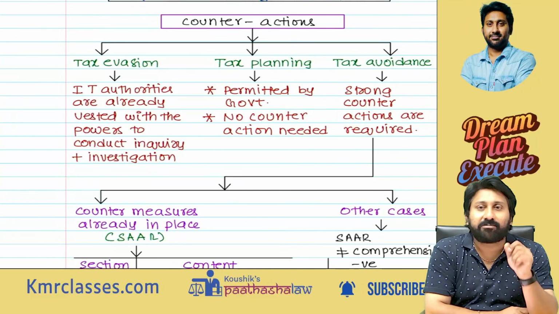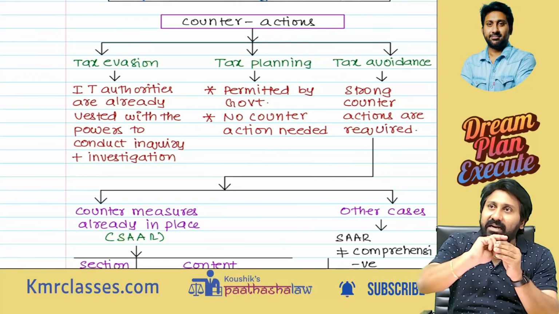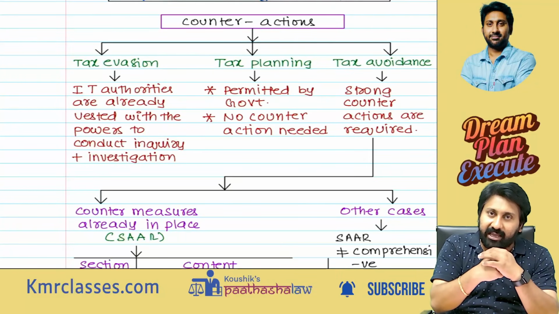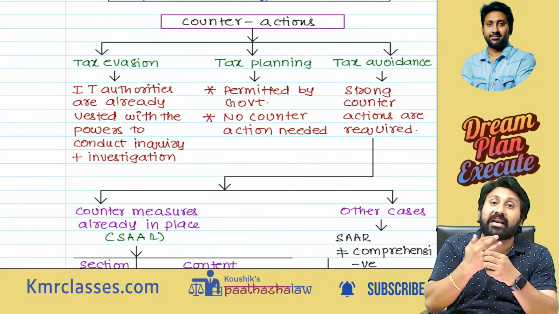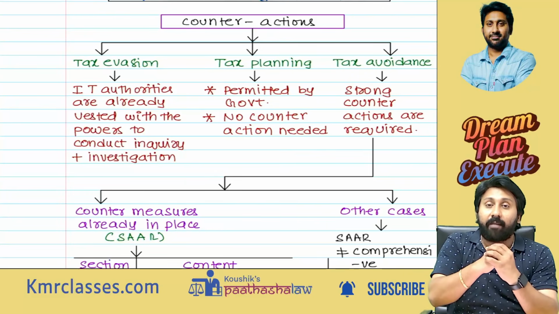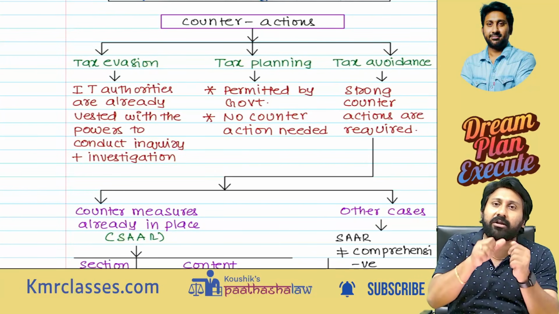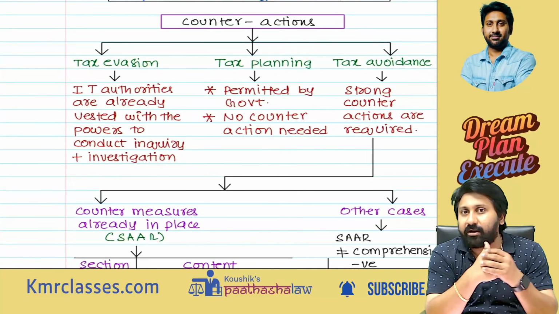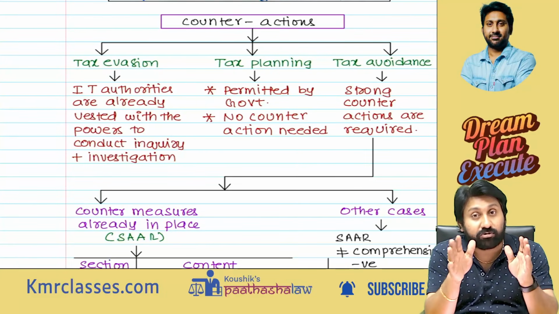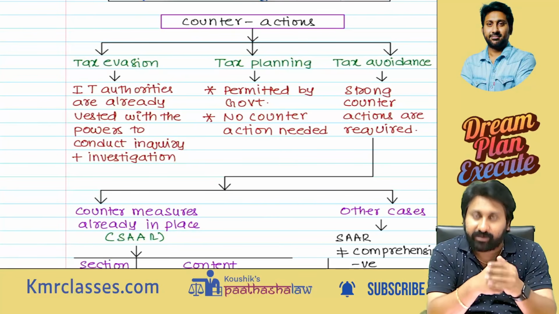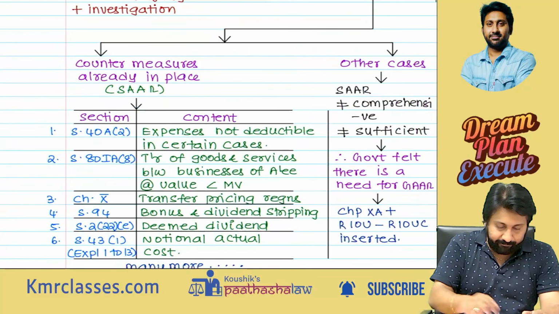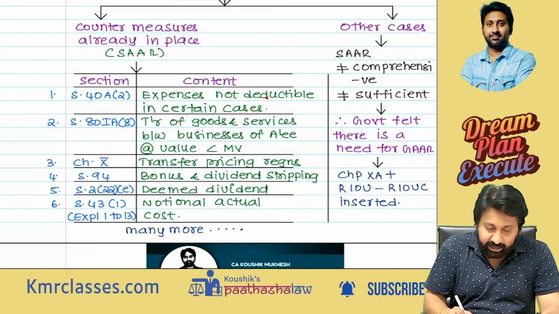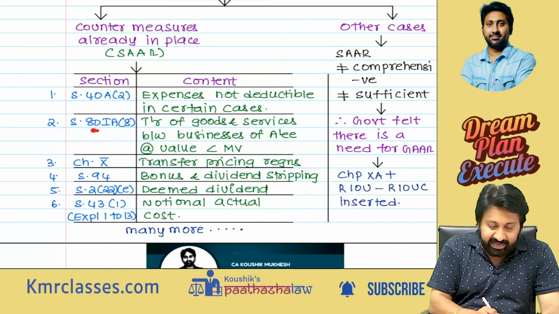For that, a provision already came. What is that? When you transact with a related party under section 40A, then the assessing officer has a right to question you about the validity of this transaction. If it is not on arm's length basis under PGBP, then the balance will be treated as your income. Means tax avoidance to some extent is countered there itself under section 40A. That's what: expenses not deductible in certain cases. 80IA, 80 is there.